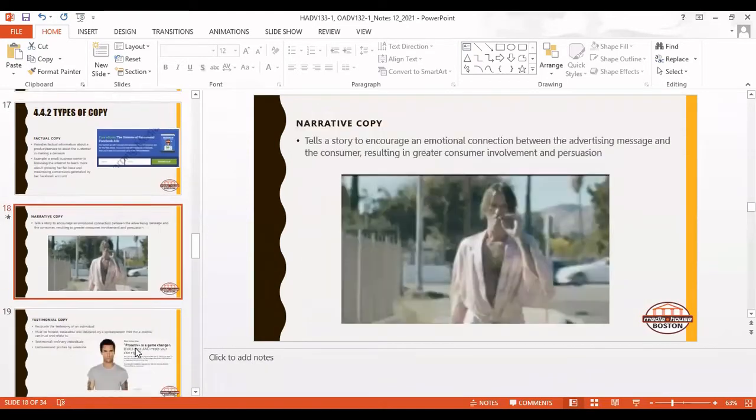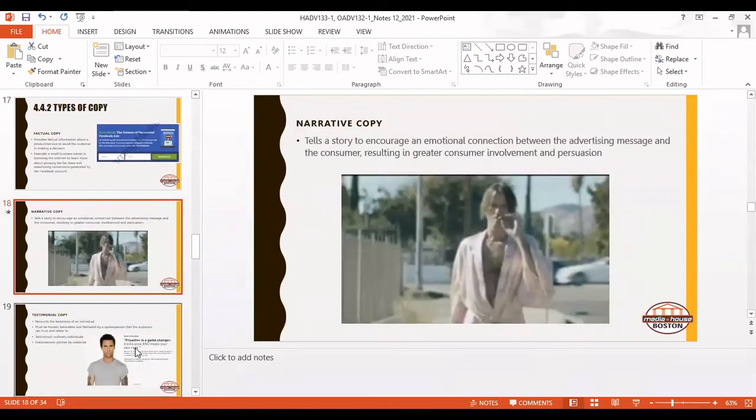nothing more about it. Then we have what we call a narrative copy. A narrative copy tells a story to encourage an emotional connection between the advertising message and the consumer, resulting in greater consumer involvement and persuasion. So narrative copy, it can be, if you smoke, stop smoking because it causes cancer, things like that. So it tells a story to encourage an emotional connection between the advertising message and the consumer, resulting in a certain change in behavior or connection or persuasion as well. So that's a narrative copy.